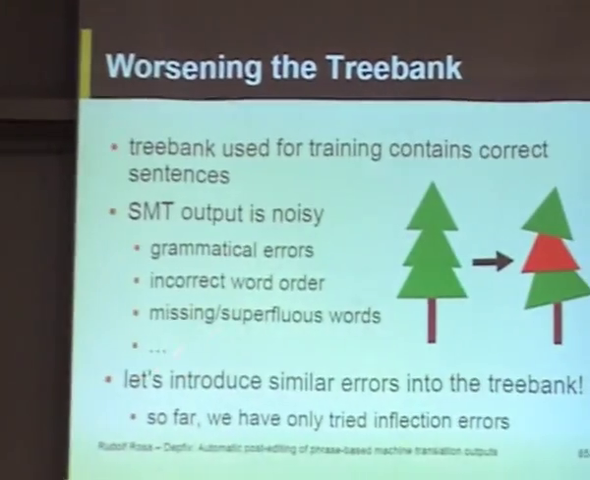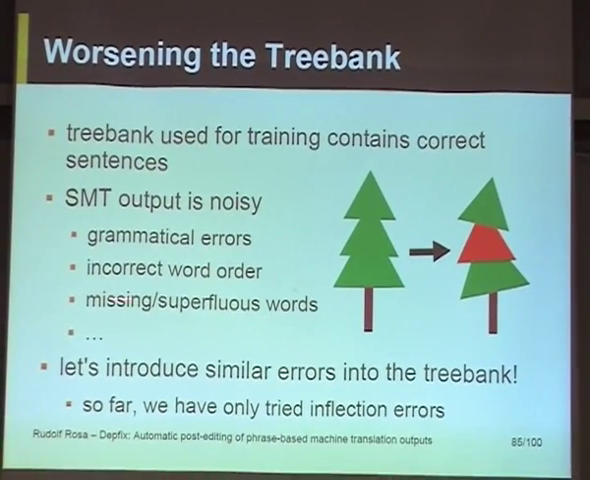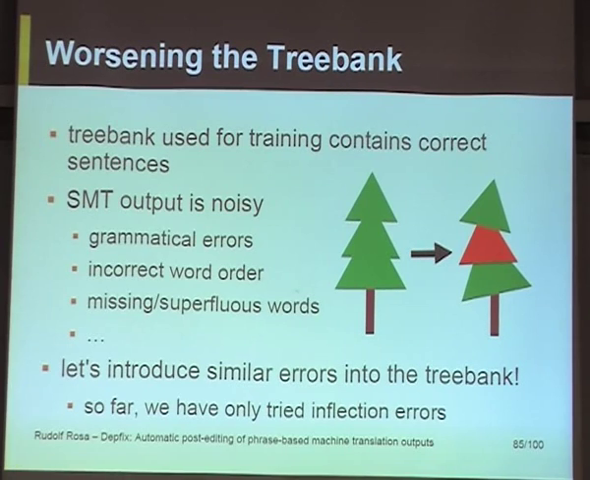And one thing we do is worsening the treebanks. Why worsening the treebank? Well, the idea is very simple. The treebank is perfect, but the sentences that we want to parse are not. So we need to make the treebank worse so that it's more similar to the sentences that we are going to analyze. So we need to make some of these errors in the treebank, such as incorrect word order or incorrect agreement, things like that. So we want to break it. But still we want to know the correct structure of the trees.